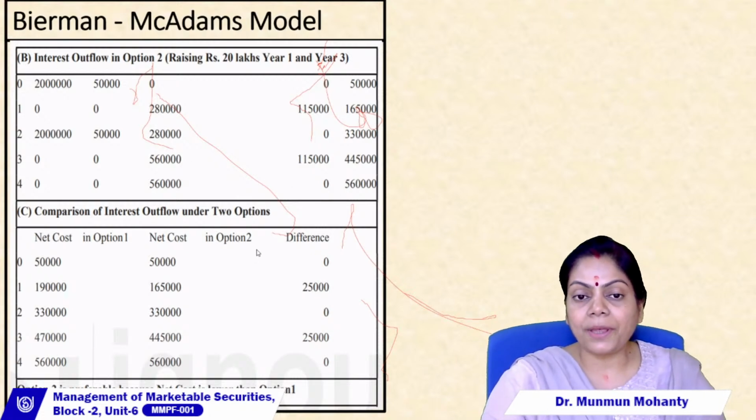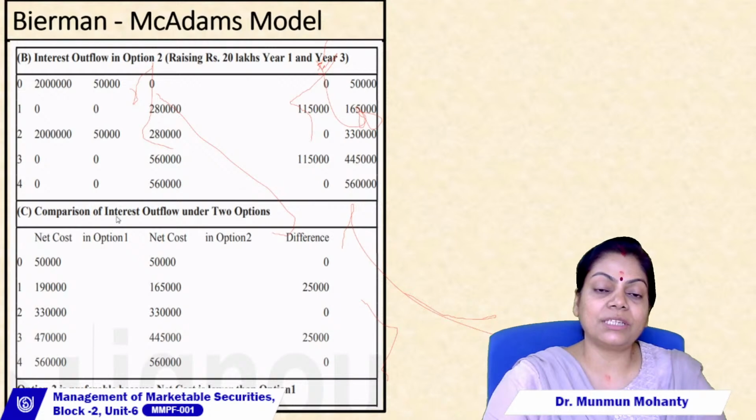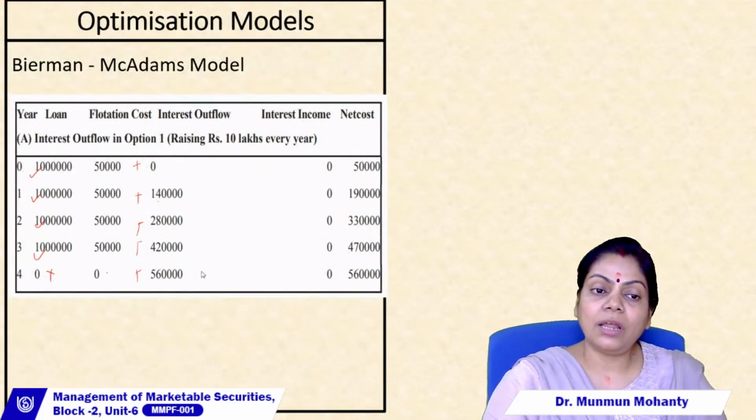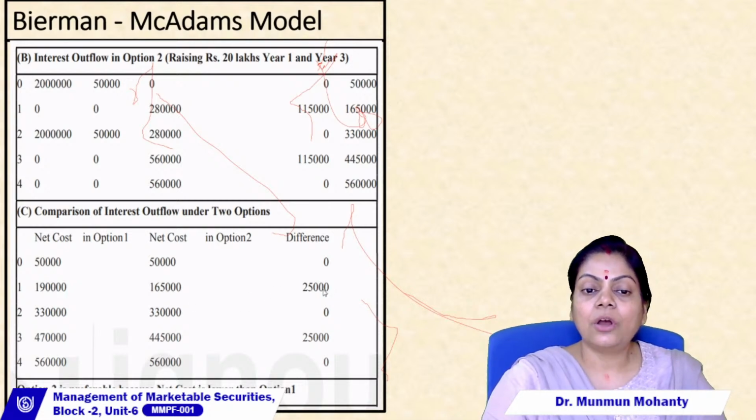Now let us compare the cash outflow that is happening in plan 1 and plan 2. So this is a comparison. Now see, the net cost is 50,000 here, here also 50,000. Here it is 1,90,000, here it is 1,65,000, so you have net savings of 25,000. Here you are spending 3,30,000, here also 3,30,000, so no change. Here you are spending 4,70,000, here you have savings of again 25,000, and then 5,60,000. If you total it, you will see that the net cost here is 50,000 lesser.